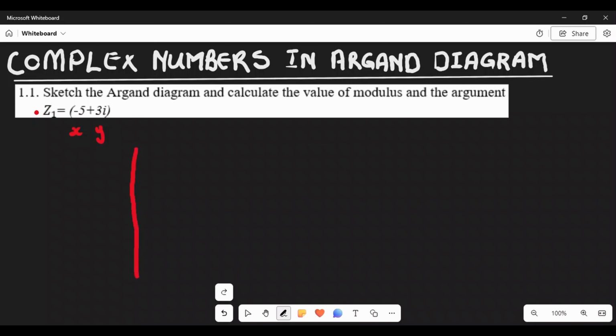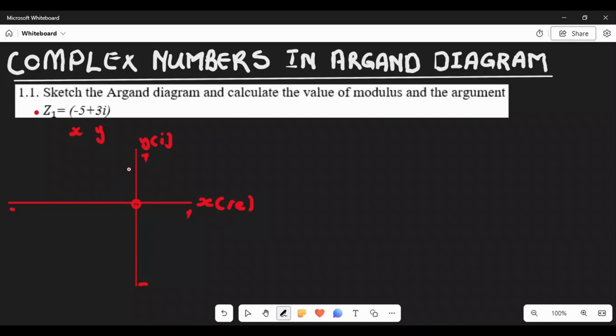Let's draw our Cartesian plane. Right, so as you can see, this is our Cartesian plane. It has the y-axis, which also is the imaginary axis, and the x-axis, which represents the real number of the complex number. This is going to be the positive side, and that is also going to be the positive side, negative and negative. Right, so this is our origin.